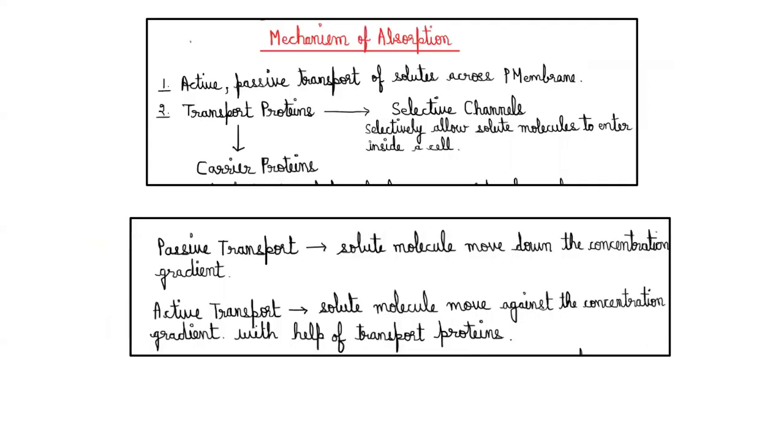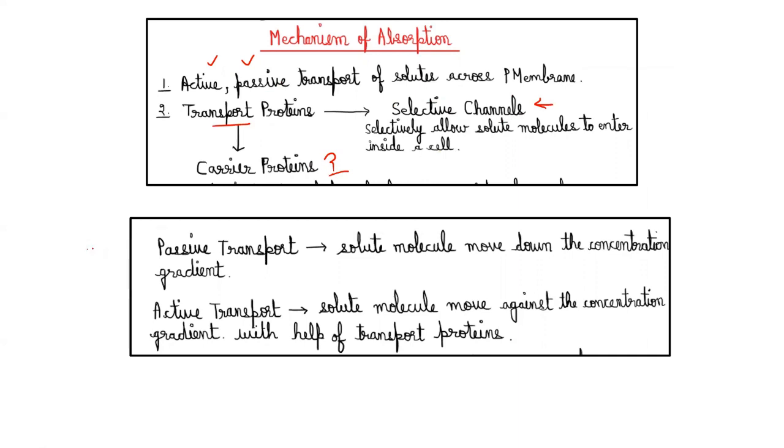Now let us talk about the mechanism of absorption. Now you must have heard about the active and the passive transport. So what are these, and which one utilizes the ATP? You should be knowing about it. Then we talk about the transport proteins, and these transport proteins can be selective channels. And then what are selective channels, what are carrier proteins, and what are the specific carrier proteins that you see in the plant? So you should be knowing about all this.